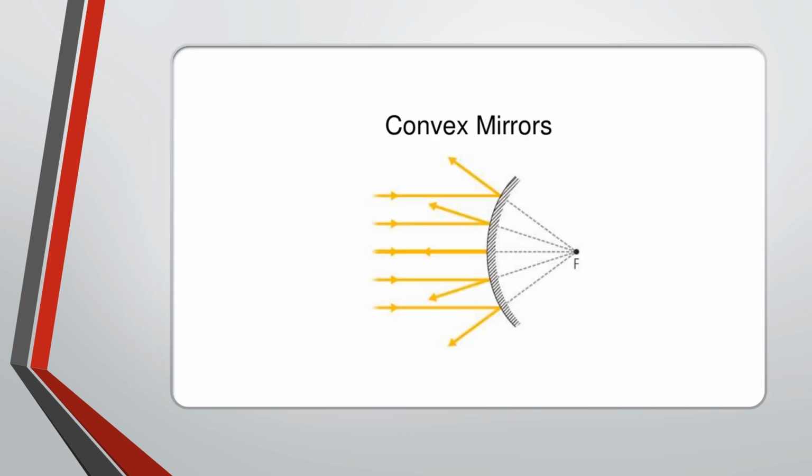Next, we're going to talk about convex mirrors. These are the mirrors that you would see up at the convenience store so that they can try and catch people shoplifting. Or maybe they're up in places where you can try and see around a corner.